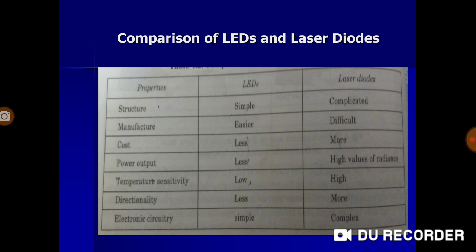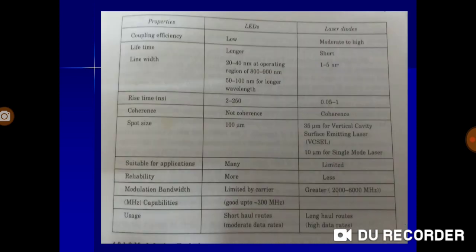Next, directionality. Directionality means the direction in which the output power moves out. For LEDs there is no particular direction, and laser diodes are very highly directional. Perhaps you have also observed that. If you have observed laser lights, you must have seen how directional they are. Next, electronic circuitry. If we compare the basic circuitry of LED and laser diode, obviously LEDs are simpler as compared to laser diodes.